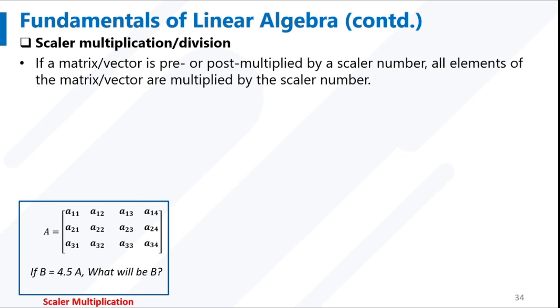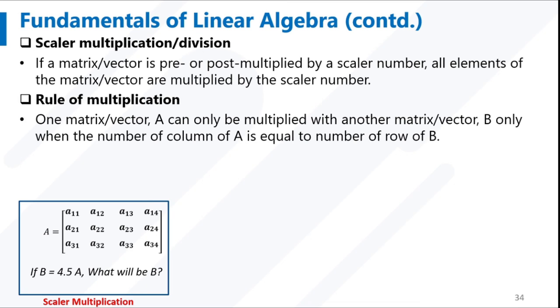And if you multiply the A matrix with 4.5, what will be the B matrix? So in the B matrix, all elements will be multiplied by 4.5. For example, 4.5 A11, 4.5 A12, etc. And it is applied for post multiplication also. A multiplied by 4.5 is the same as 4.5 multiplied by A. This is applicable for scalar multiplication. Post and pre are the same.